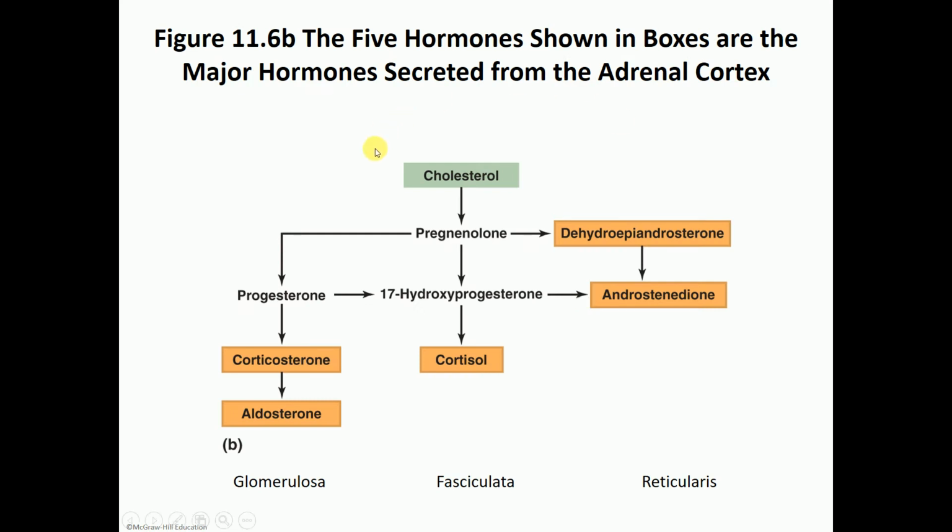So again, your cholesterol will be taken up by all of those different cells. If the cell is in the glomerulosa layer, we'll end up making aldosterone. Okay, again, it would have a different set of enzymes. While if it's in the fasciculata layer, it'll go through a different route to end up making cortisol. But if it's in the reticularis layer, those reticularis cells would have their own set of enzymes and end up making androstenedione.